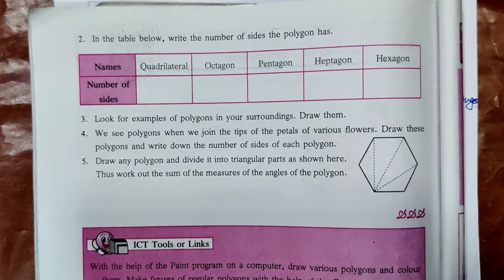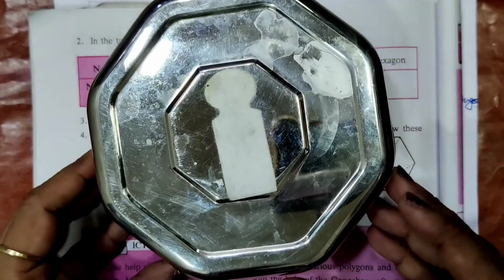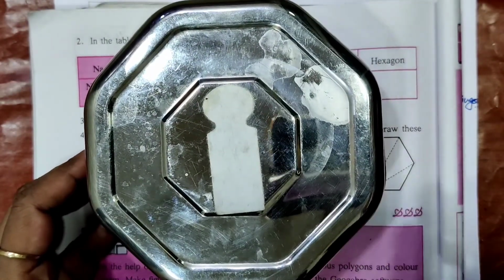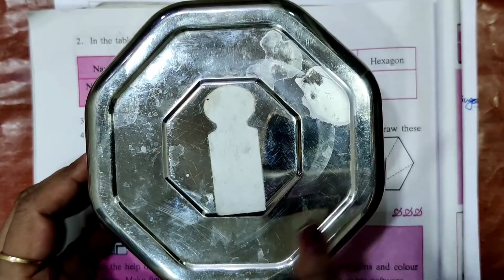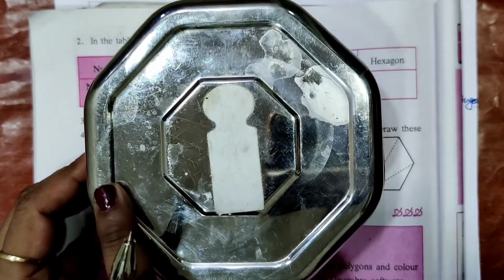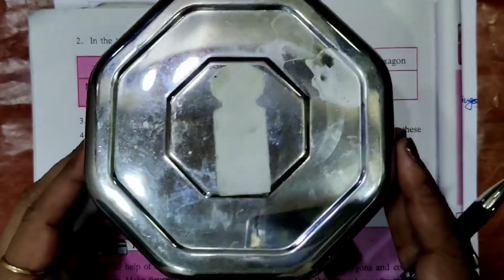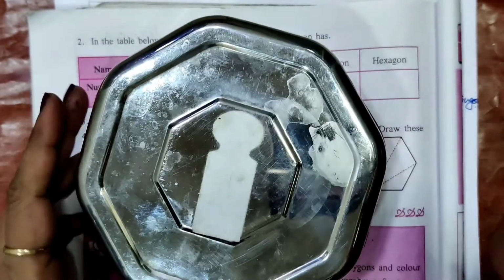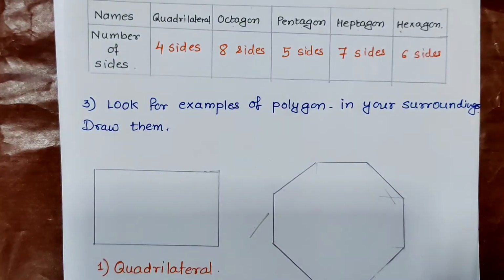Then I have this tiffin box in my house. As you can see, it has how many sides? See, 1, 2, 3, 4, 5, 6, 7 and 8 sides. That means it is an octagon. Okay, 8 sides means octagon. So in this way I can observe these figures. This tiffin box is octagonal in shape. You can take any object from your house and draw it. I have drawn these 3 objects on my page.